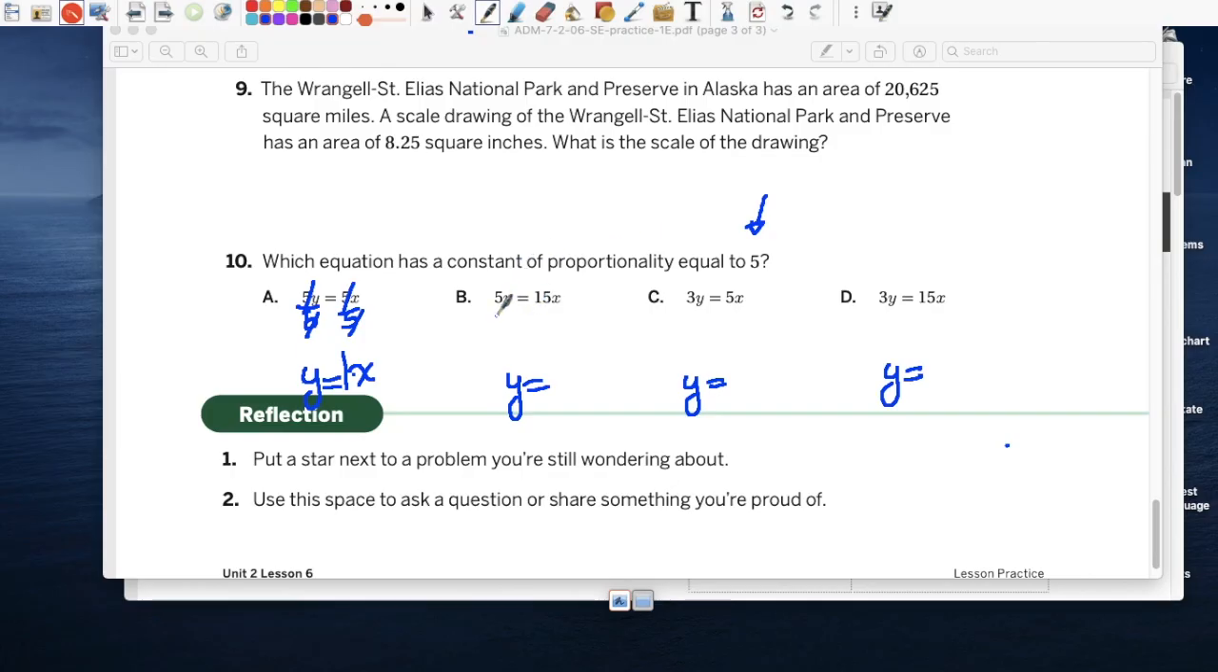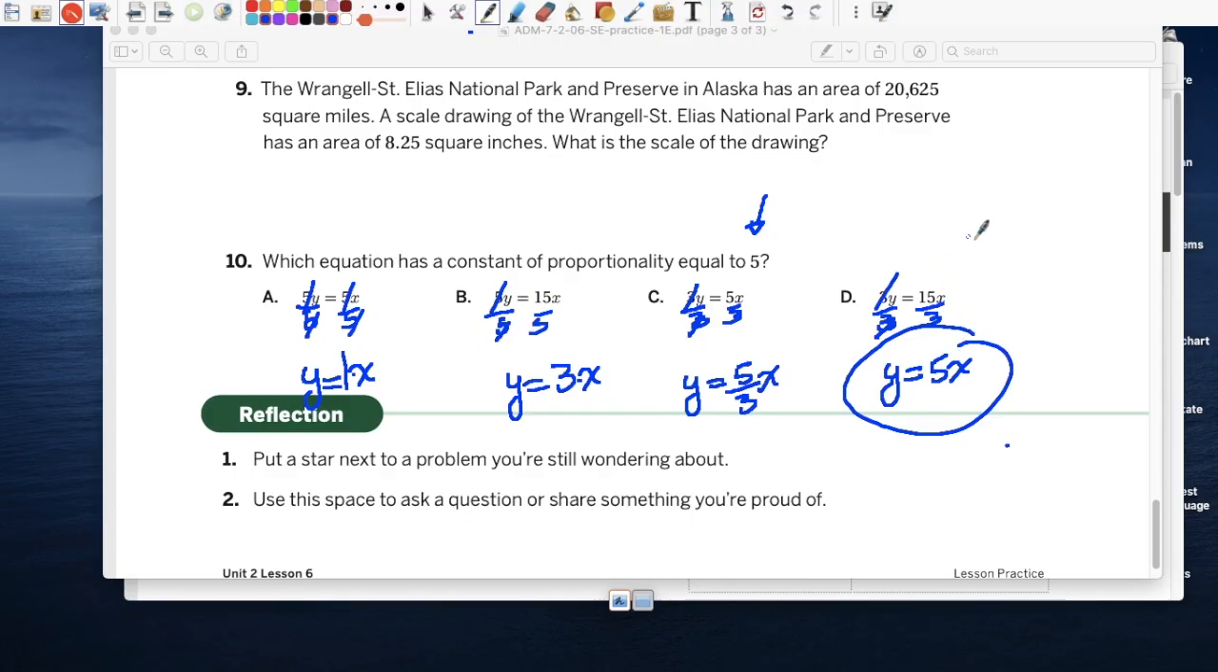Second one, divide by 5, divide by 5. So y is all by itself, and then 15 divided by 5 is 3. And we get 3 times x. That's also not the one. Third one, divide by 3, divide by 3. 3 divided by 3 is 1, 1 times y is y, and then 5 over 3 is just 5 over 3. Just leave it like that. Is the constant of proportionality 5? No, it's 5 over 3. Last one, divide by 3, divide by 3. 3 divided by 3 is just y, and 15 divided by 3 is 5. And this is the equation that has the constant of proportionality equal to 5.